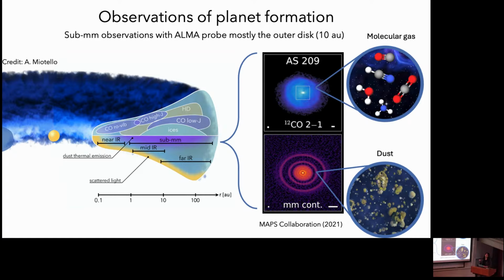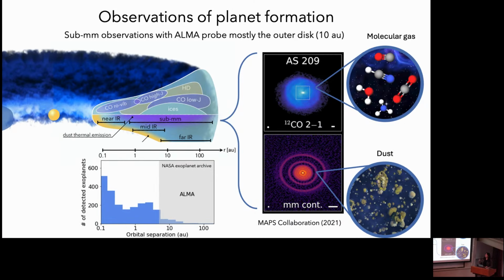But we can also look at the thermal emission from the dust continuum in this case. One of the limitations that we have with ALMA is that it has limited spatial angular resolution. So when we perform observations, we're seeing mostly the outer part of the disk, from beyond 5 to 10 AU. But if we compare this with the population of planets that we have observed and characterized, most of them are inside of this.